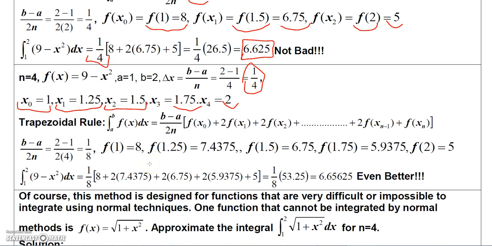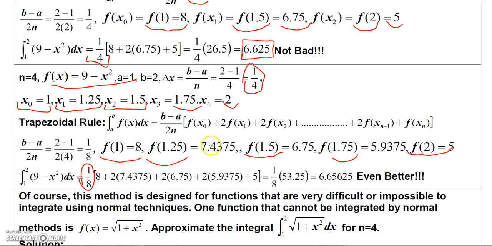So using the formula here, I'm going to have b minus a over 2n, which is 1 over 2 times 4, which is 1/8. So there's the fraction that I have out front. Now I'm going to have to figure out what is f of 1, f of 1.25, f of 1.5, f of 1.75, and f of 2. To find these values, you just plug these numbers 1, 1.25, 1.5, 1.75, and 2 into this function up here.